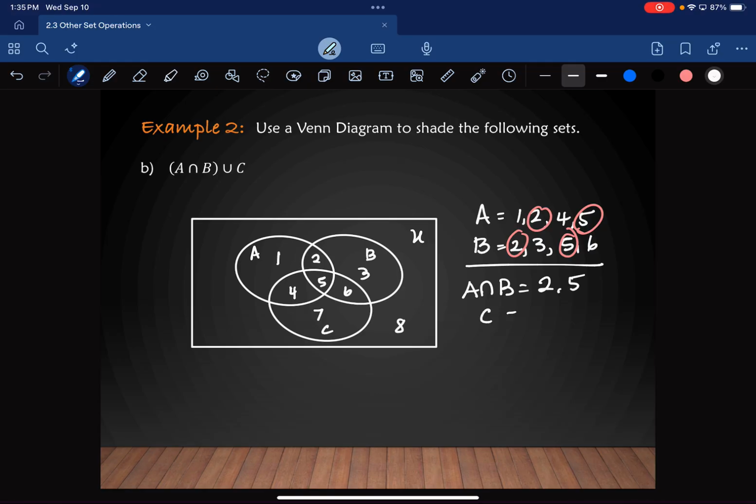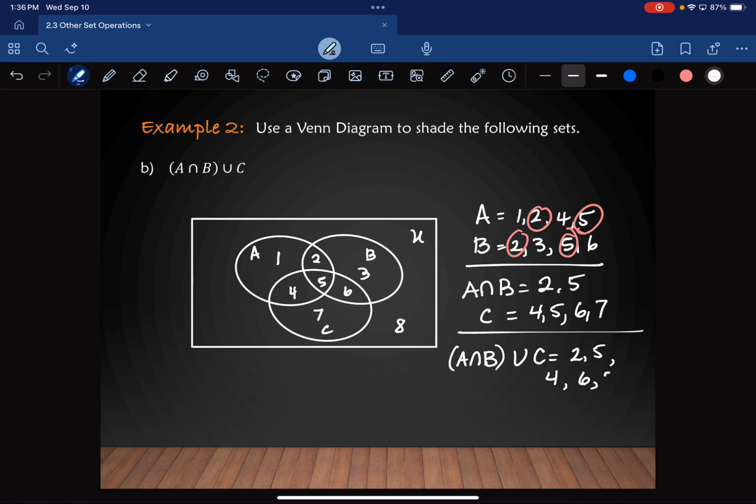The next thing is that I'm going to join C with this. What numbers are inside circle C? 4, 5, 6, and 7. And again, I go back to the original problem I was given. It says to take that A intersect B, which we know is 2, 5, and to union it, like how I turned that into a verb, union it with C. What does union mean? Combine. You get everything, right? So you get 2 and 5, because they were already in A intersect B. And then you also get a 4. I don't need to list the 5 again.